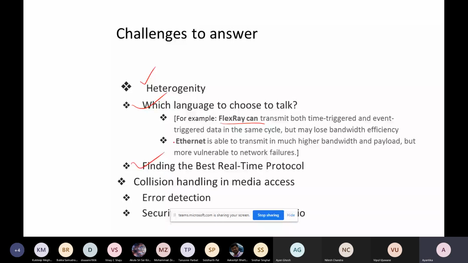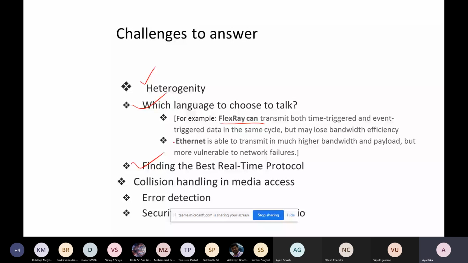Then we will come one by one to collision handling in media access. When you have chosen a protocol which is one-to-one, very dedicated point to point, that is fine. But when you are trying to reduce some wire connections and cost based on your requirement, and you move to a shared medium, which we will discuss in the next day, not today, there is the concept of collision and how we are going to handle that. We will discuss this in detail.